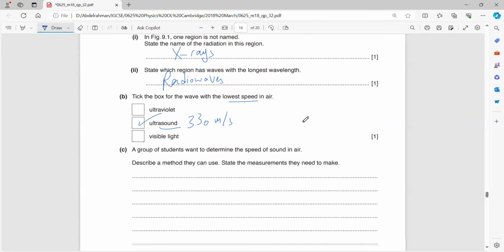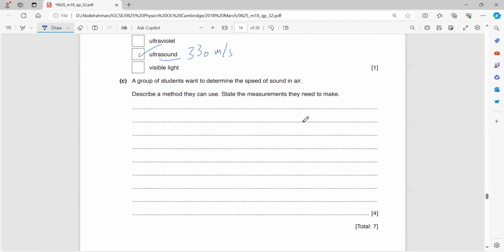A group of students want to determine the speed of sound in air. Describe a method they can use. State the measurements they need to make. Okay. Again, theoretical question, you need to just write. It's easy. What should they do? We have two students. We know this experiment. One of them has a stopwatch and the other has a smoke gun. They have to measure a long distance. Yeah, let's write it down.